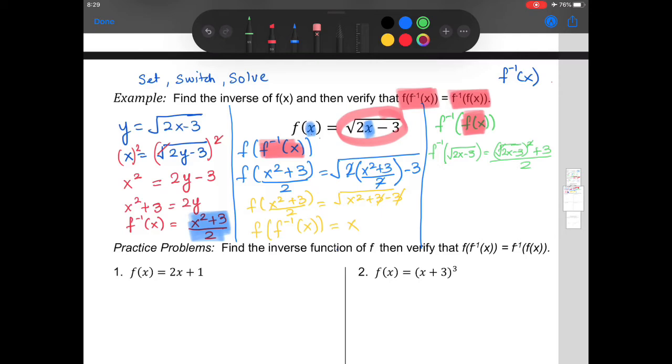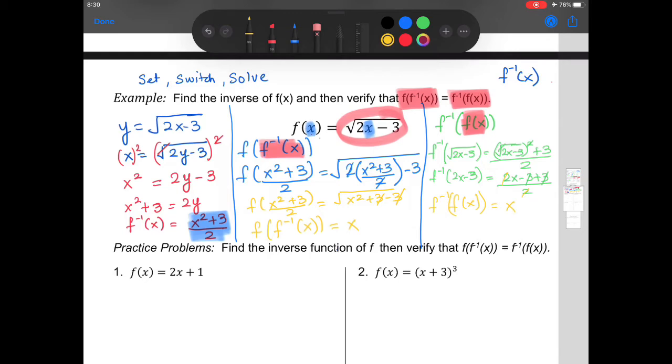This is all over 2. The square and the square root cancel out. So what are you left with? F inverse of f of x equals 2x minus 3 plus 3 over 2. The 3's cancel out. You're left with 2x over 2, and the 2's also cancel out, right? You could cancel that then, and you're left with what? F inverse of f of x is just x.